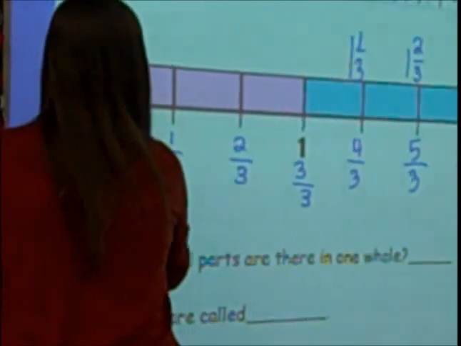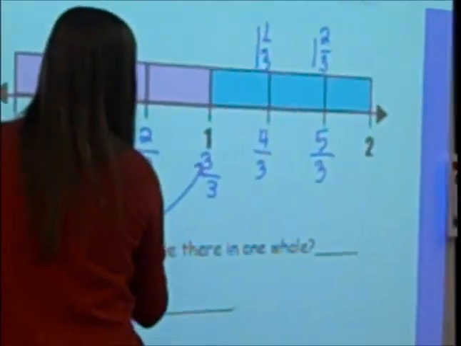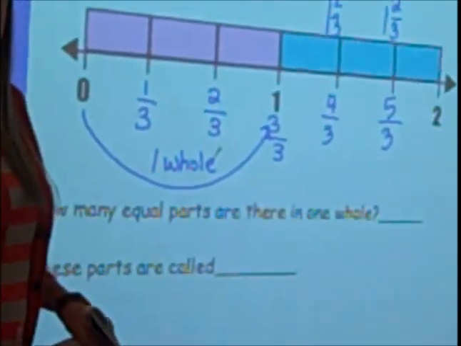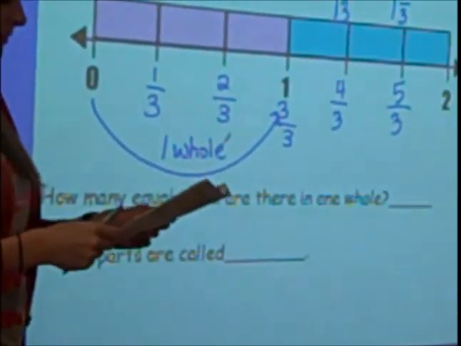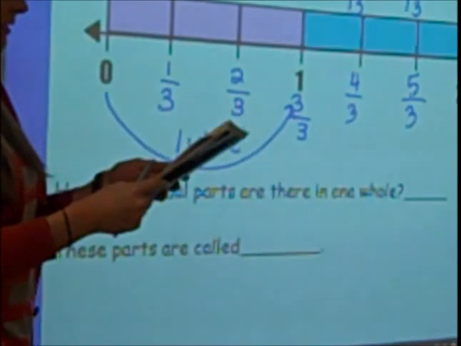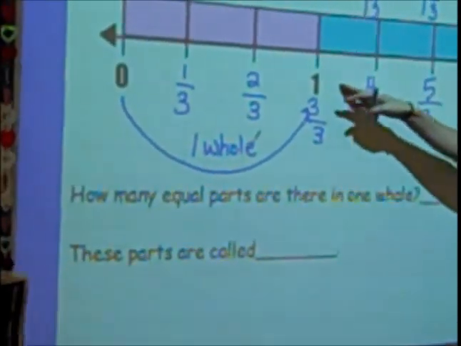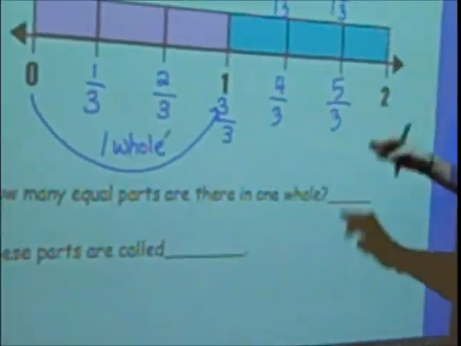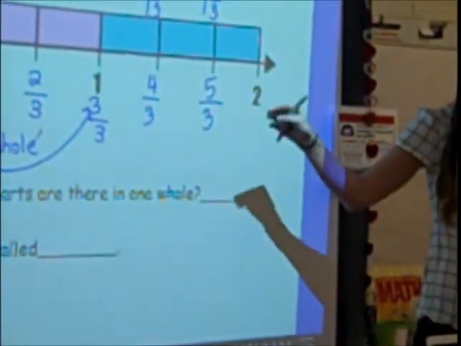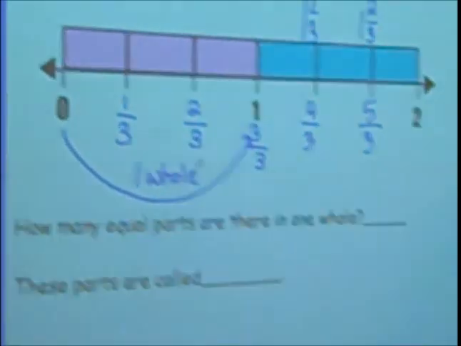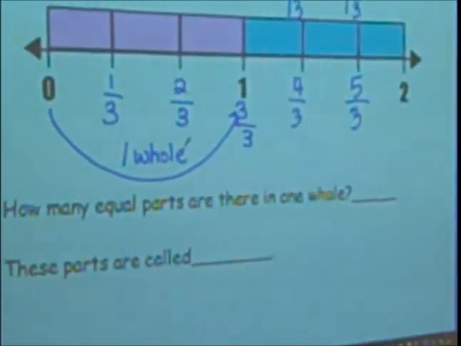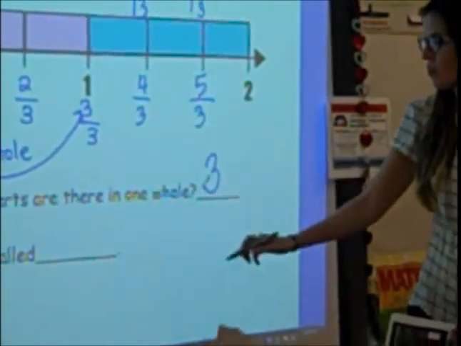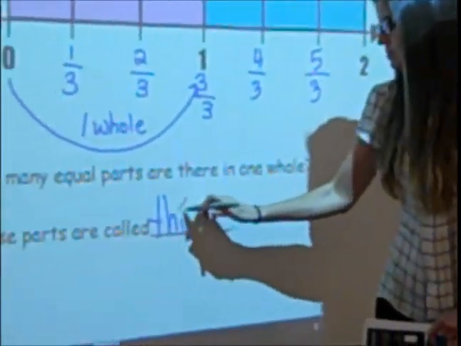A lot of the times I tell my kids, connect underneath and then write 1 whole. This helps them mark it out, show their work. It's huge to have them understand how to manipulate the drawings on their paper so that they become familiar with that on their classwork, on their homework, and on their tests, so that we can really see their thinking, and it helps them keep track of every little step that they make. So there are 3 equal parts in 1 whole, and we call them thirds.